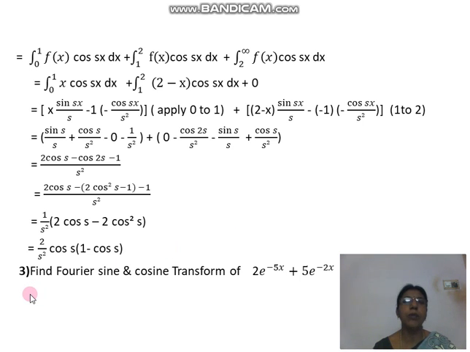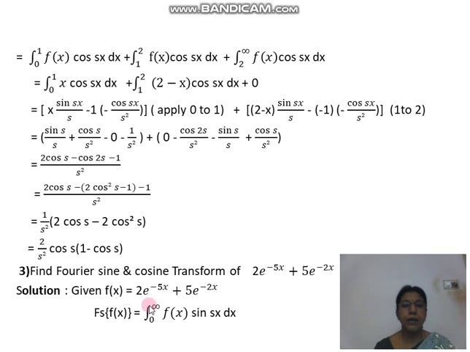Okay, the next problem. Find the Fourier sine and cosine transform of 2 e power minus 5x plus 5 e power minus 2x. The given function f of x is 2 e power minus 5x plus 5 e power minus 2x. The question is to find the Fourier sine transform and the Fourier cosine transform. Two transforms. Now, the Fourier sine transform of f of x formula, this is the formula by definition.